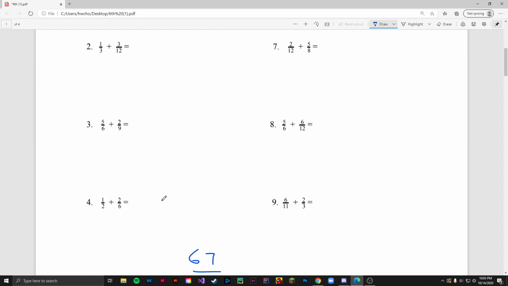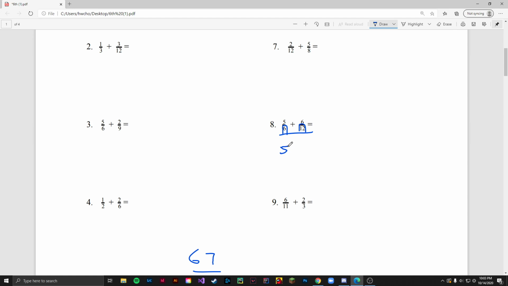Let's go over another one that does have like factors. So let's check out this one. 5 sixths plus 6 twelfths. Well, it can be simplified. Both of them have the common factor 6, right? 12 can just stay the same. 6 just needs to become 12.